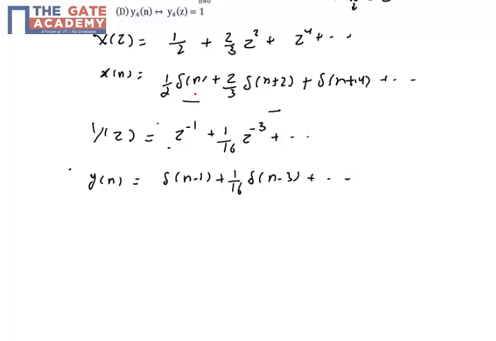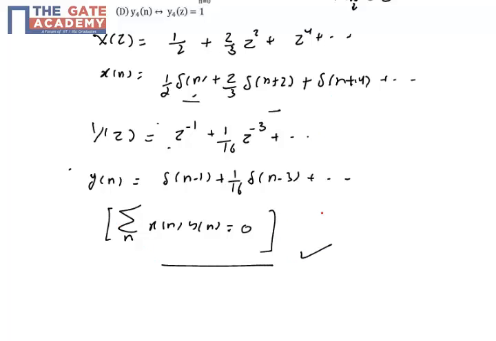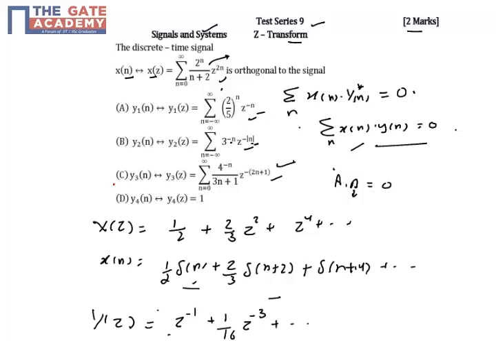You can see that my x[n] has even terms at 0, minus 2 and minus 4, and my y[n] is at 1, 3, 5. So there is no overlap, so the multiplication of x[n] and y[n] is going to be 0. So my condition is satisfied. It means that option C is the correct option, because Y(z) is basically an orthogonal signal for my x[n]. So option C is the correct option, which will be the answer for my question. Thank you.